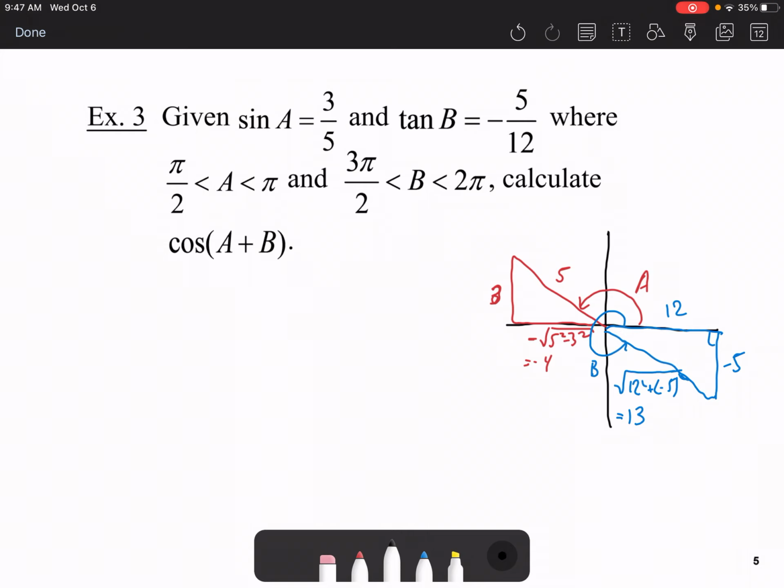So now that I have these two triangles drawn, I can actually work out cosine of A plus B, and I can find it out exactly. Another option is to solve for A, solve for B, add the results, and figure out the cosine value of it, but that might give you an inaccurate value. So cosine of A plus B is equivalent to cosine A times cosine B minus sine of A times sine of B.